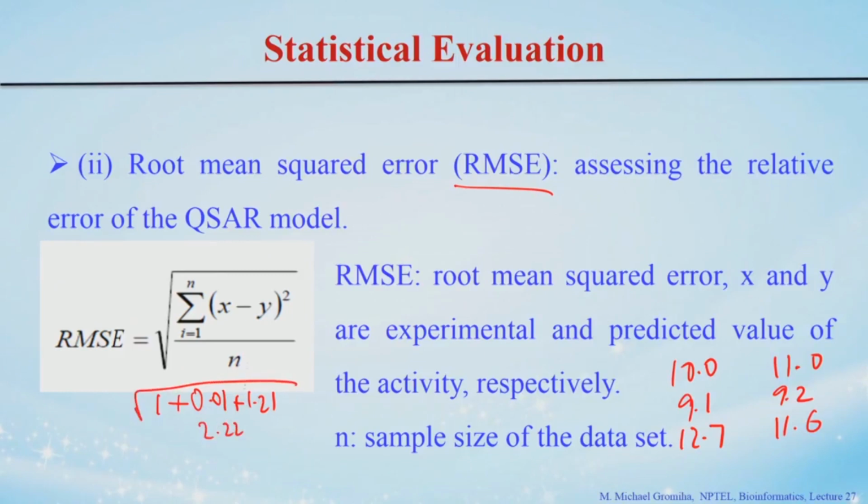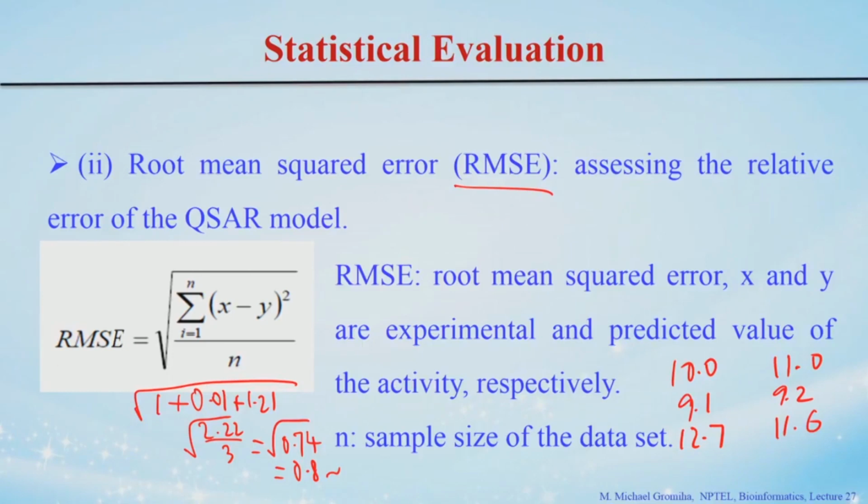So, add up, 2.22, divided by 3, this equals 0.74, so the square root is about 0.8. So, you can say, because this is 1, this is 1.1, you can see a balance among all the data which you use in your model.